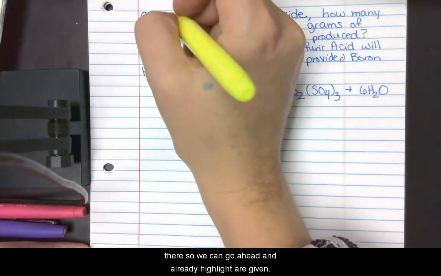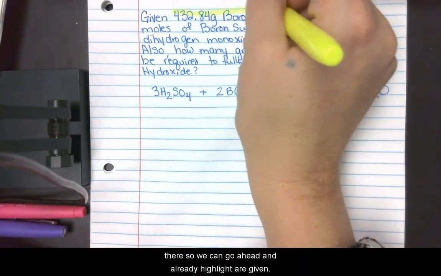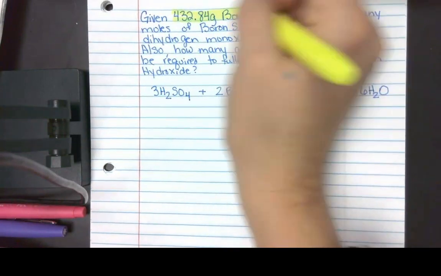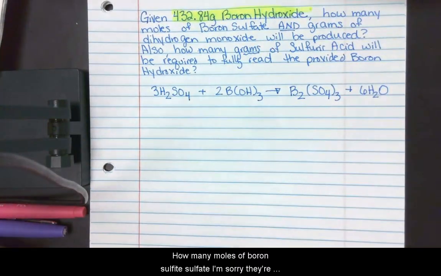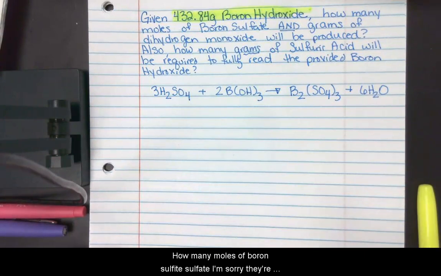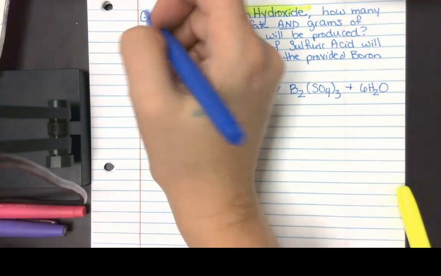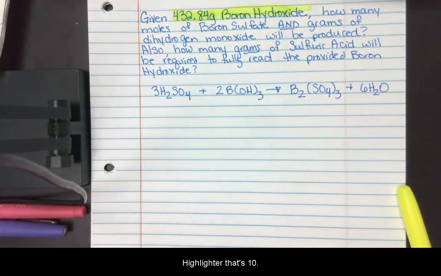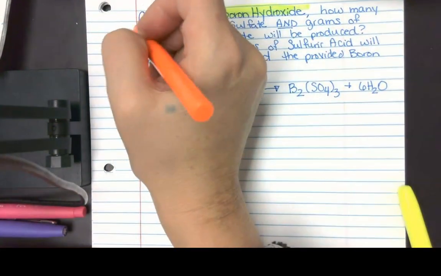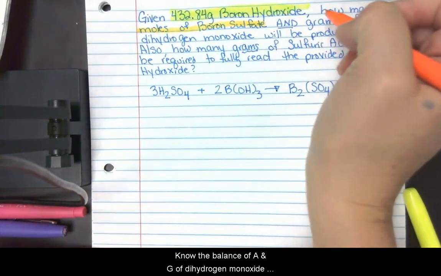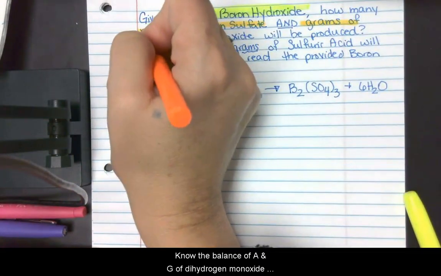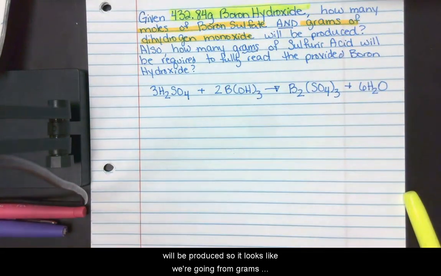Given 432 grams of boron hydroxide. It says given right there, so we can already highlight our given. How many moles of boron sulfate, so we're going to moles of boron sulfate. That's not a highlighter, that's a pen. Moles of boron sulfate and grams of dihydrogen monoxide will be produced.